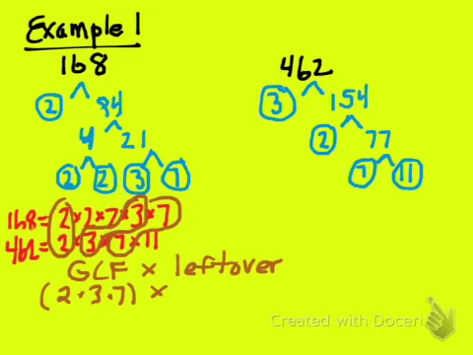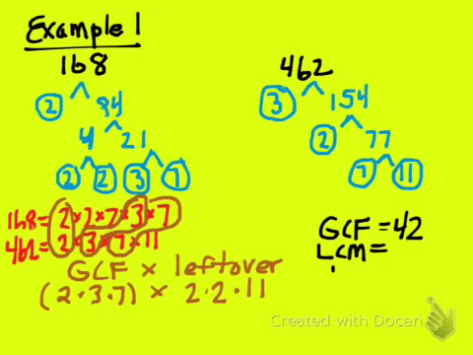I know that's kind of covered up, but that is a 2 and a 2. And on 462, we have an 11. So the leftover is 2 times 2 times 11. Okay? So our two answers here are our GCF, which is 2 times 3 times 7, which is 42.